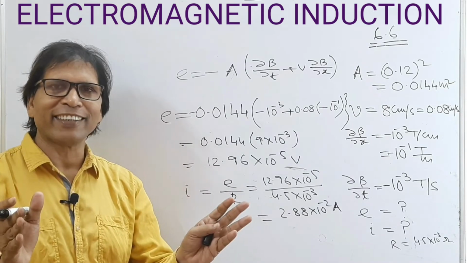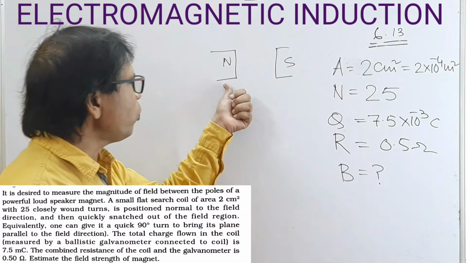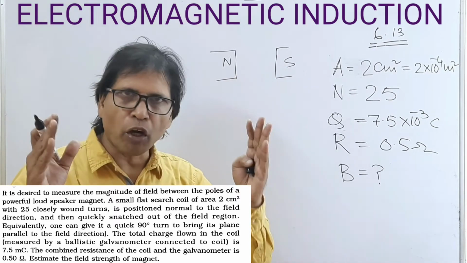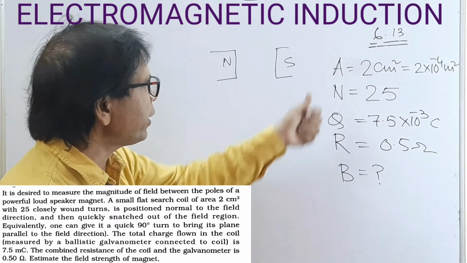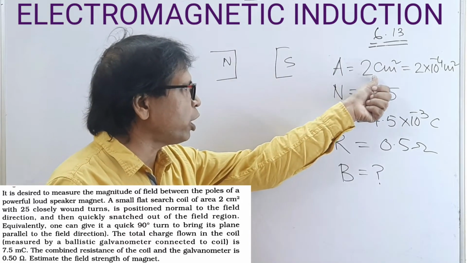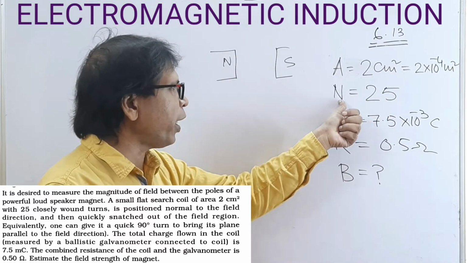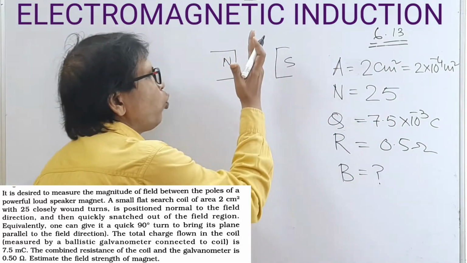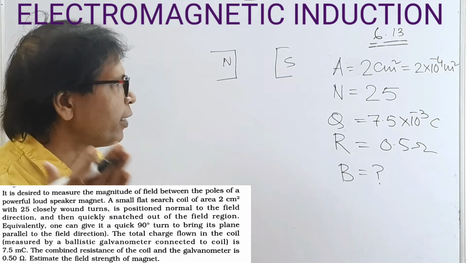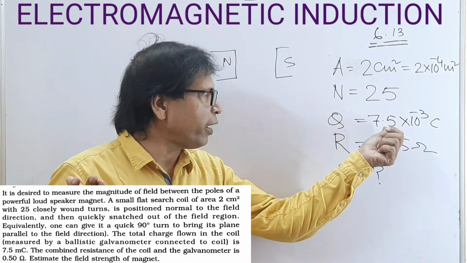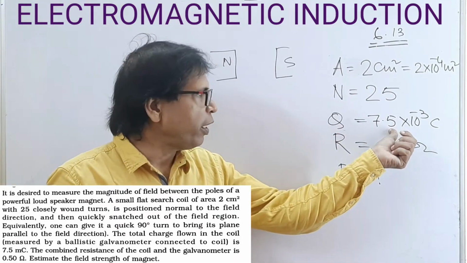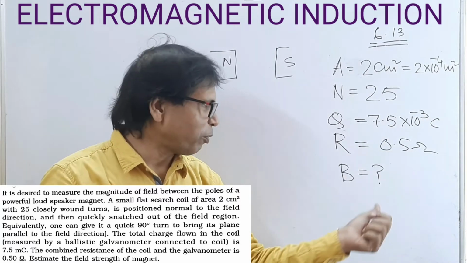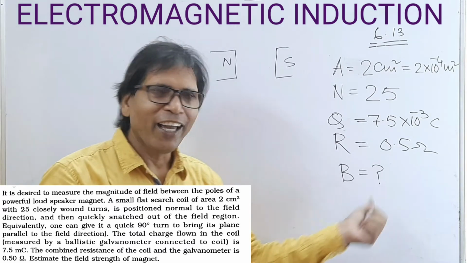To calculate the magnetic field between the two pole pieces of a strong loudspeaker, a search coil of area 2 cm square, number of turns 25, is introduced in it and quickly removed from there. The charge flowed in the galvanometer is 7.5 into 10 to the power minus 3 coulomb. We have to calculate this. Now look at this.